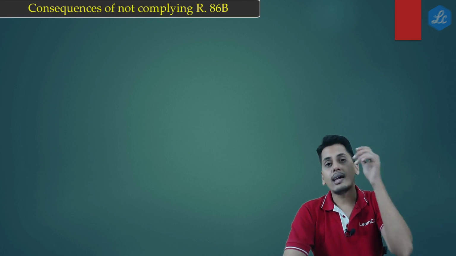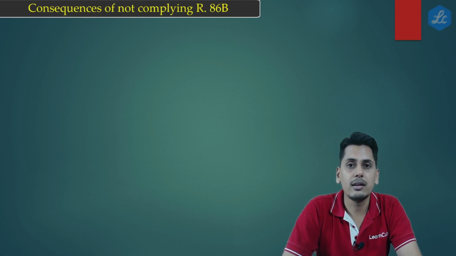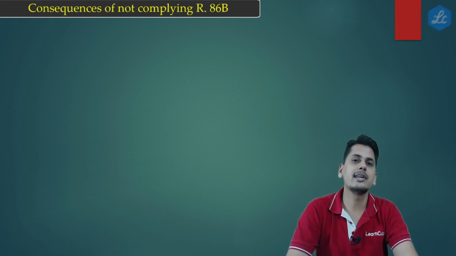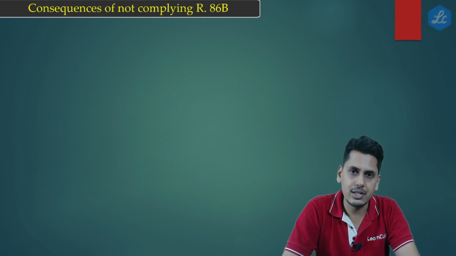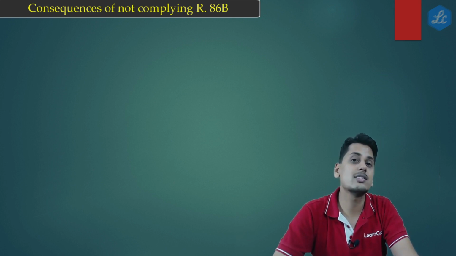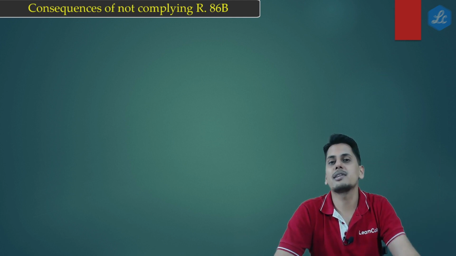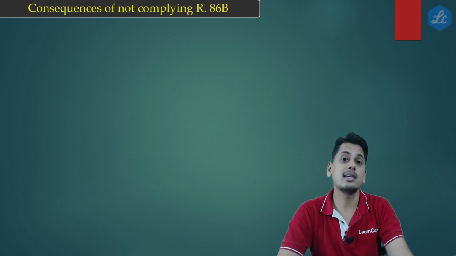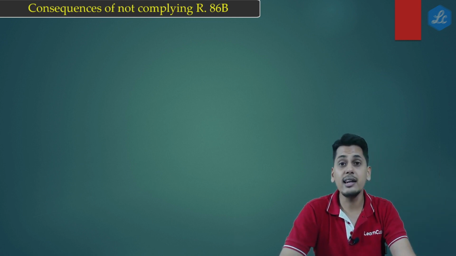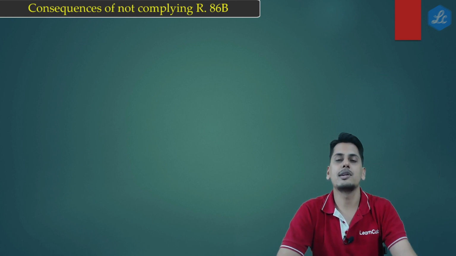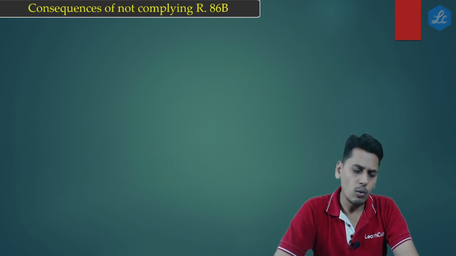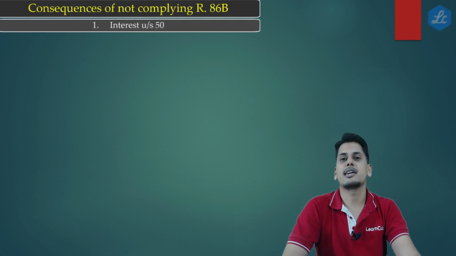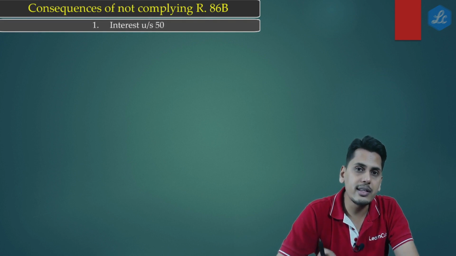Now friends, what are the consequences of not complying with Rule 86B? Rule 86B is that I need to pay at least 1% of the total liability from my cash ledger. What if I don't do so? Is this automated or does it need to be done on a self-assessment basis? This needs to be done on a self-assessment basis. The assessee himself has to assess and, if 86B is applicable to him, make the calculations accordingly and then file the returns. What if he doesn't do so? Now friends, if he doesn't do so, the first thing is that he will have to pay interest under section 50.